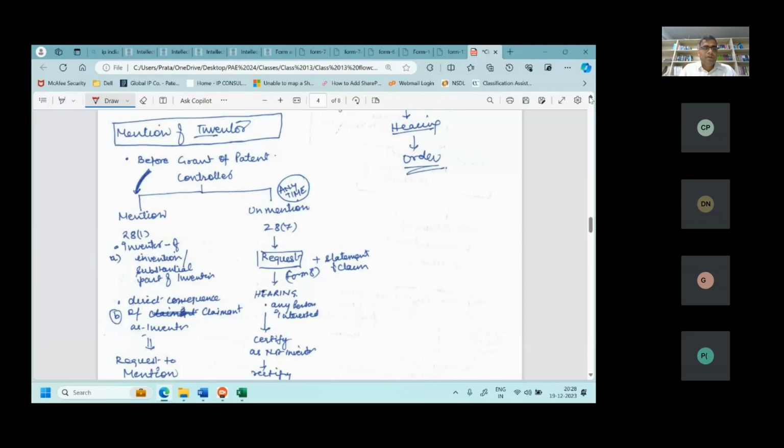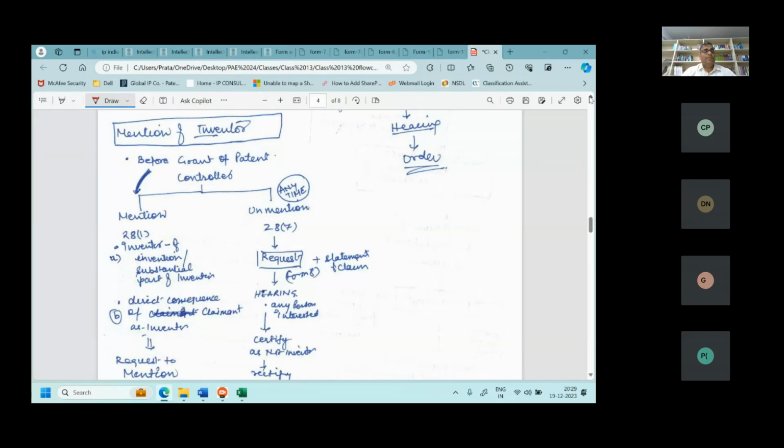Now comes the mention of inventor. Before the grant of patent by the controller, there are two major things. Section 28 deals with it if you want to mention yourself as an inventor, or if you think you have been wrongly mentioned as an inventor, you can ask for your removal also under the same section. 28.7 deals with the unmentioning of the inventor.